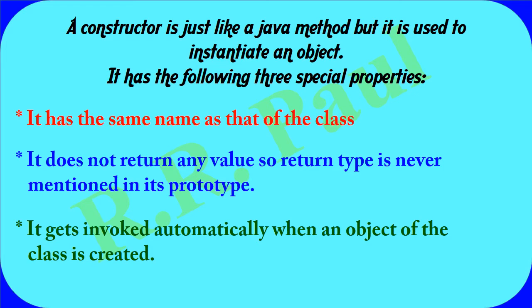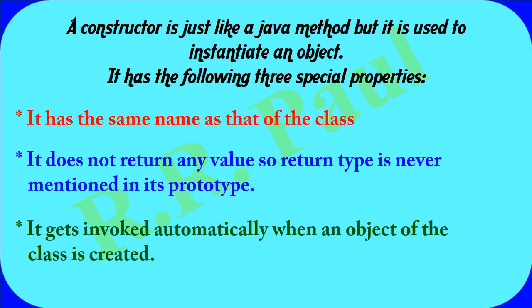When you look at a constructor, you'll find that it looks just like a Java method. But it has special powers. It is used to instantiate an object. It has 3 properties. First one, it has the same name as that of a class, meaning class name and constructor name should be the same.